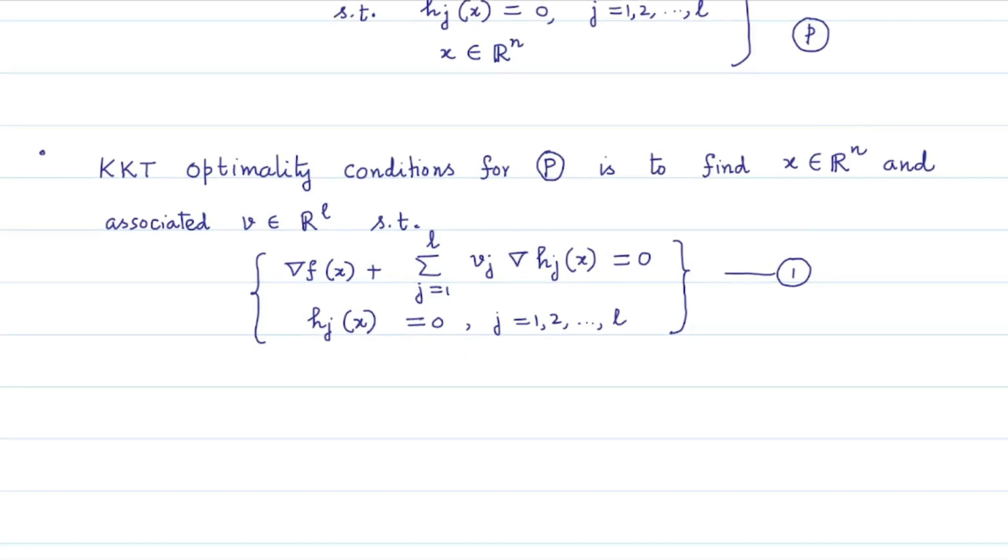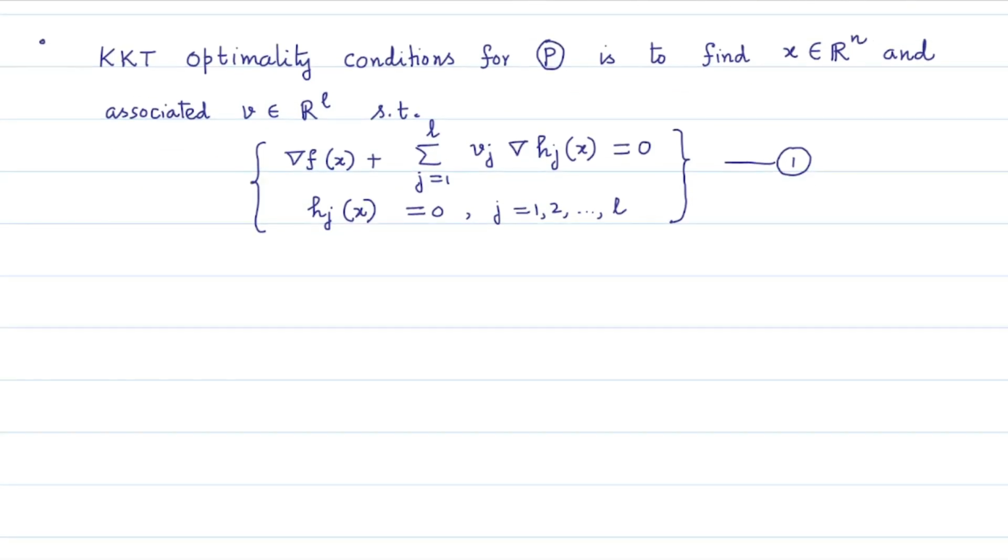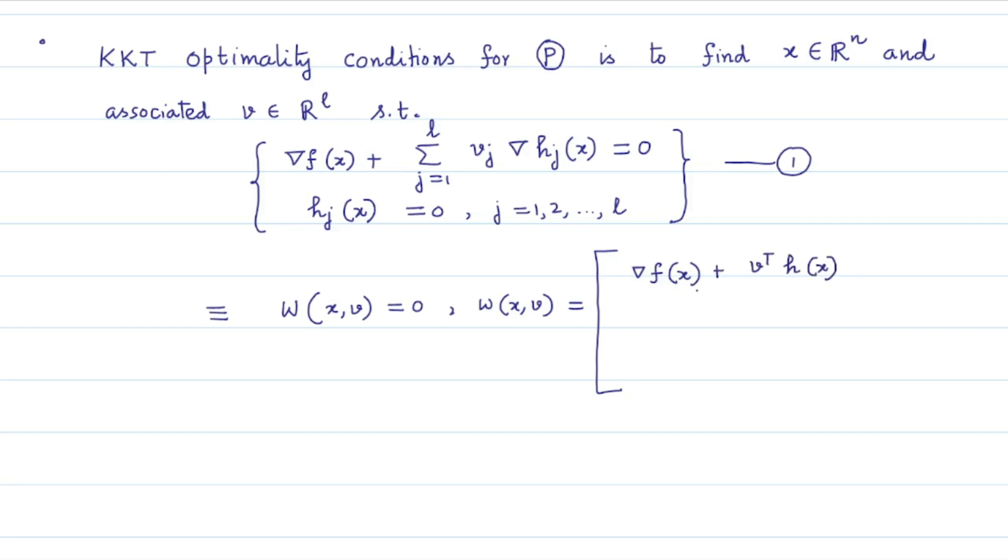Towards this, we write this system 1 more compactly. Let's suppose we are going to write this entire system as W(x, v) is equal to 0, where W(x, v) is a vector valued function whose components are, the first component is this expression. This is your left hand side of the first equation here.